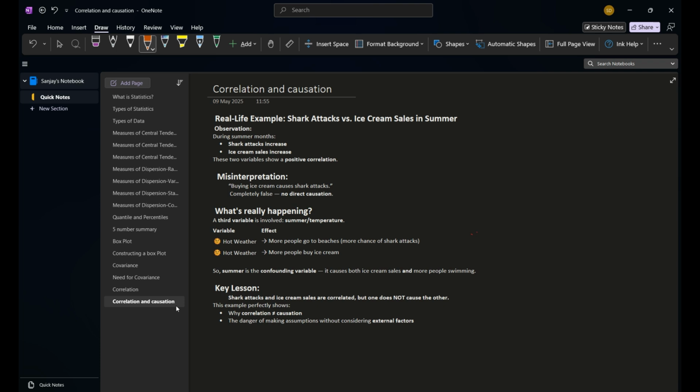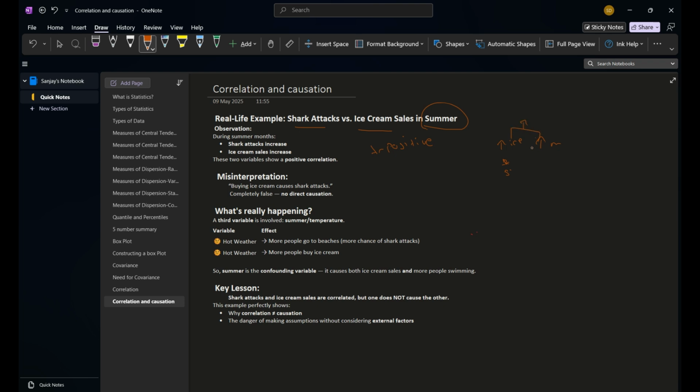So let's take a real life example, which can help us understand correlation and causation better. Shark attacks versus ice cream: there was a positive correlation between these in the summer. So one might think that if the sales of ice cream were high, shark attacks were also more. But if we look, there is no relation between both of these. But we have a positive correlation.